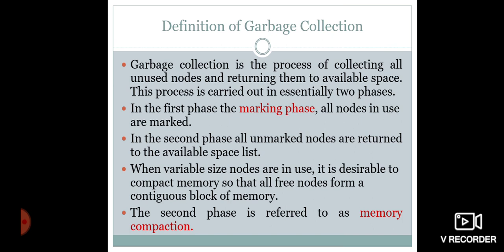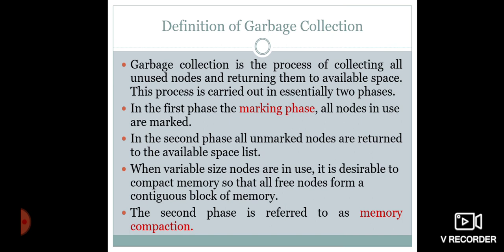In garbage collection, there are two phases. One is the marking phase, the other is the memory compaction phase. In the marking phase, it will initially mark all the nodes as unused, that is 0. Then it will check whether each node is currently in use or currently free. The second phase is that it will check, and then return the unused nodes back to the available space list.